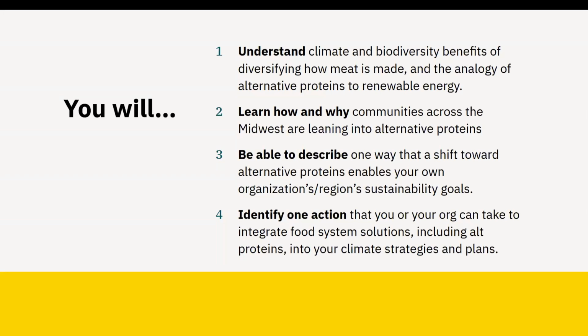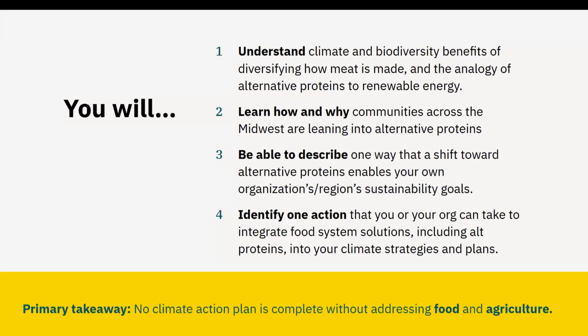And then lastly, we hope that you'll be able to identify one action that you can take to integrate food system solutions writ large, so whether alt proteins or other food system solutions, into your climate strategies. Because here's the thing, here's a primary takeaway that I hope, if there's one thing that I hope you leave today with, is that no climate action plan is complete without addressing food and agriculture. If we do not address food and agriculture, there's no way we make global emissions targets. No way. So that's the one takeaway.